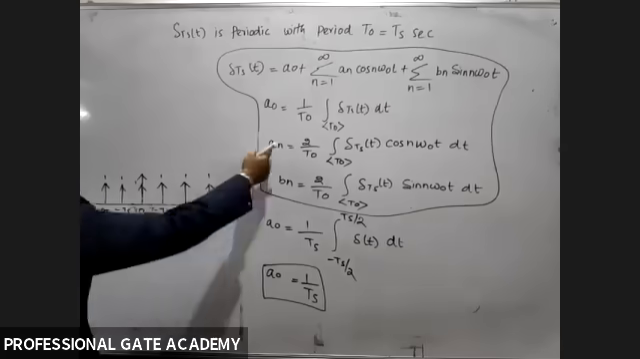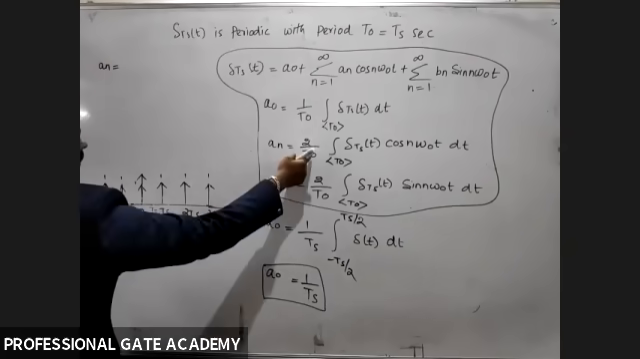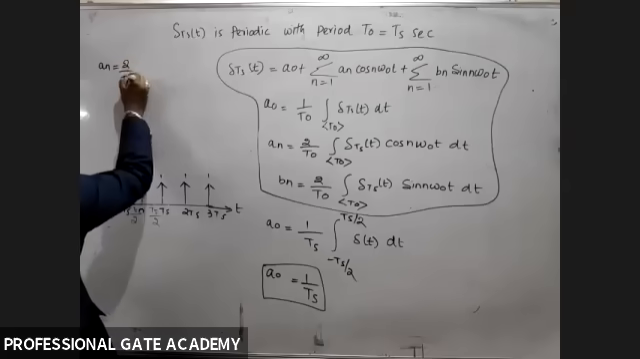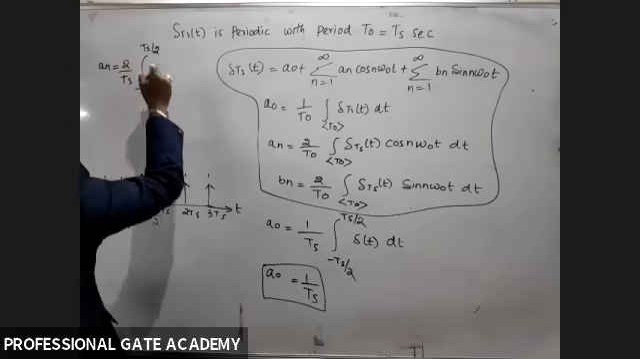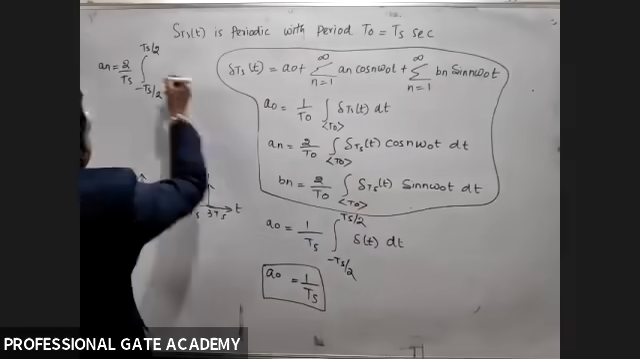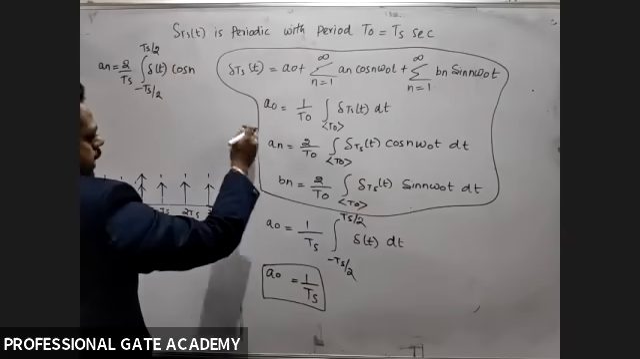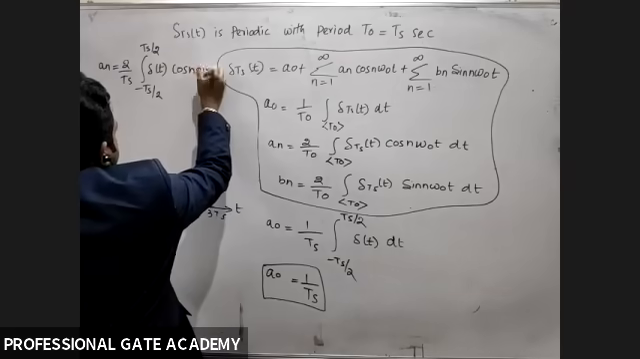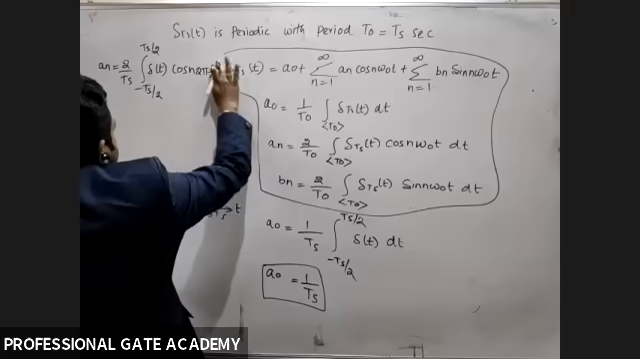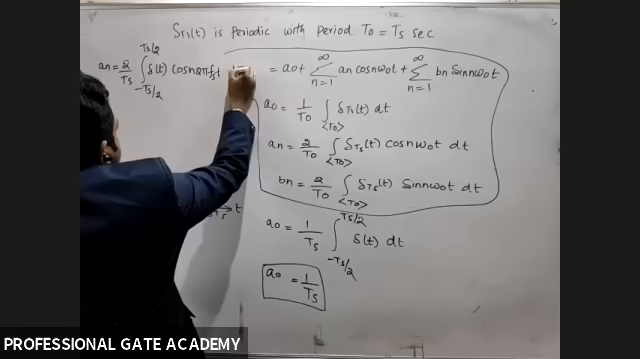Yes, students, next we can find the value of an. an equals 2 by Ts integral from minus Ts by 2 to Ts by 2. This δTs(t) is replaced by δ(t). Then cos nω0t, where ω0 we can write as 2πf0, so cos n 2πf0 t, with f0 replaced by fs, dt.